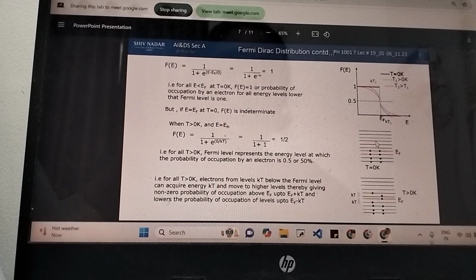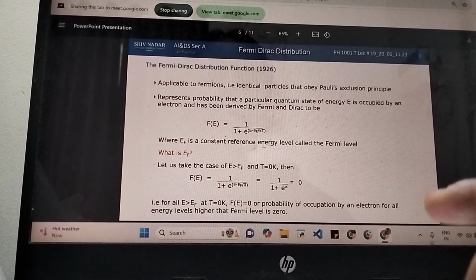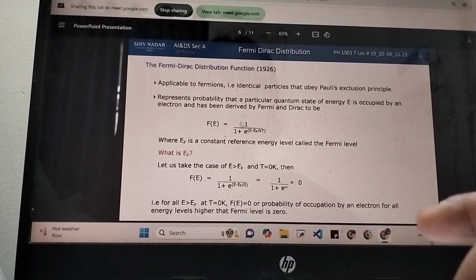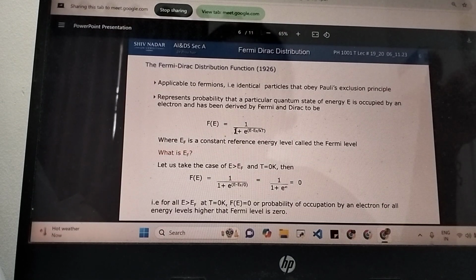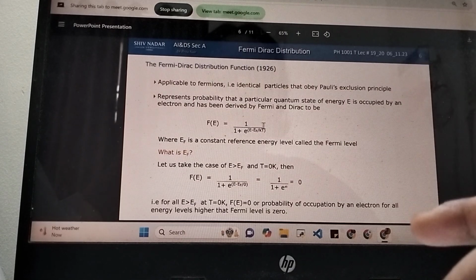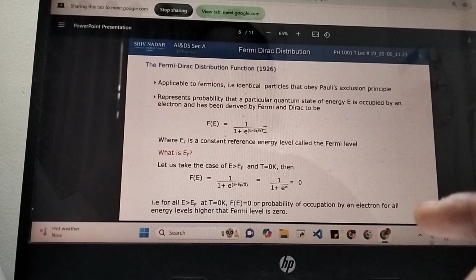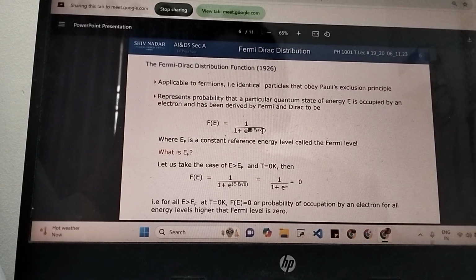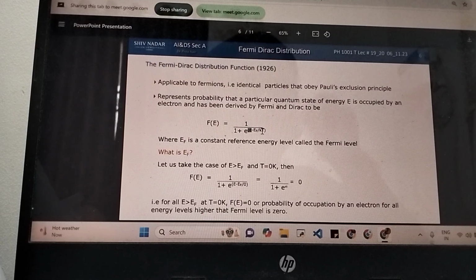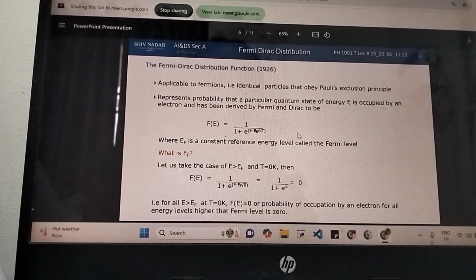So again, what are we talking about? This Fermi Dirac function gives the probability of occupation of an energy level by electrons, and the formula is 1 by 1 plus e raised to E minus EF by KT, where E represents the energy of that particular energy level, K is the Boltzmann constant, and T is the temperature. EF is the only ambiguous quantity. EF, we call it the Fermi level. It is also one of the energy levels.